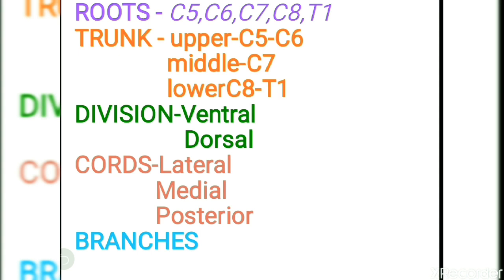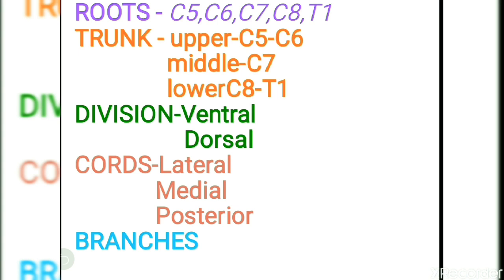Now these 6 divisions will again combine to form 3 cords. Now how does this combination take place? There are 3 cords: lateral cord, medial cord and posterior cord. The lateral cord is formed by the ventral divisions of the upper trunk and middle trunk. That is, the ventral divisions of the upper trunk and middle trunk will join together and give the lateral cord.